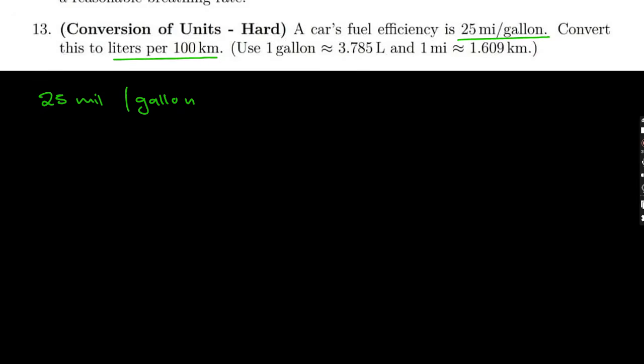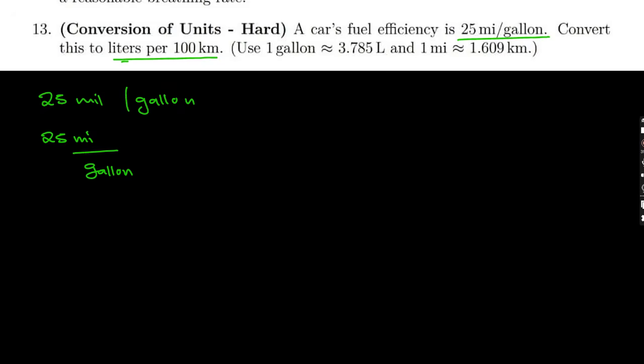This question is very interesting, and that's why they said hard, because there are some things which you need to think critically about. As usual, we're going to write 25 miles over gallon. Now, what we want is to convert to liters per 100 kilometers. In the first place, we are going to convert into liters per kilometer. We forget about this 100.